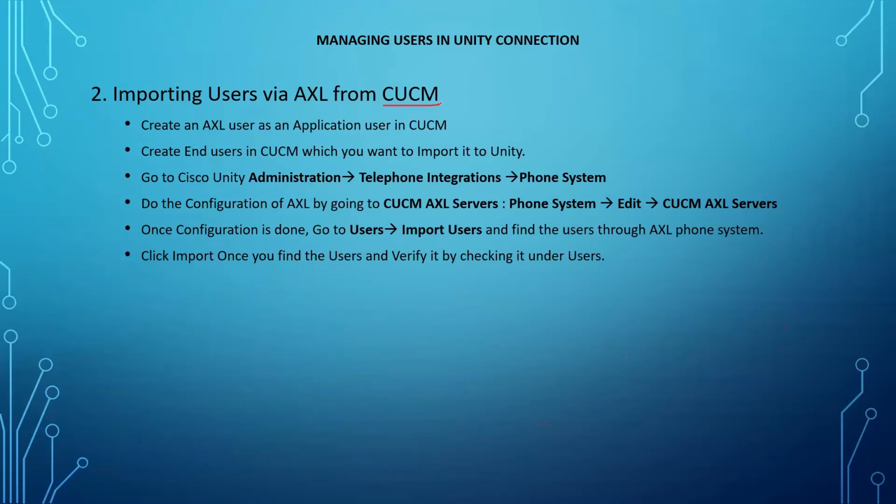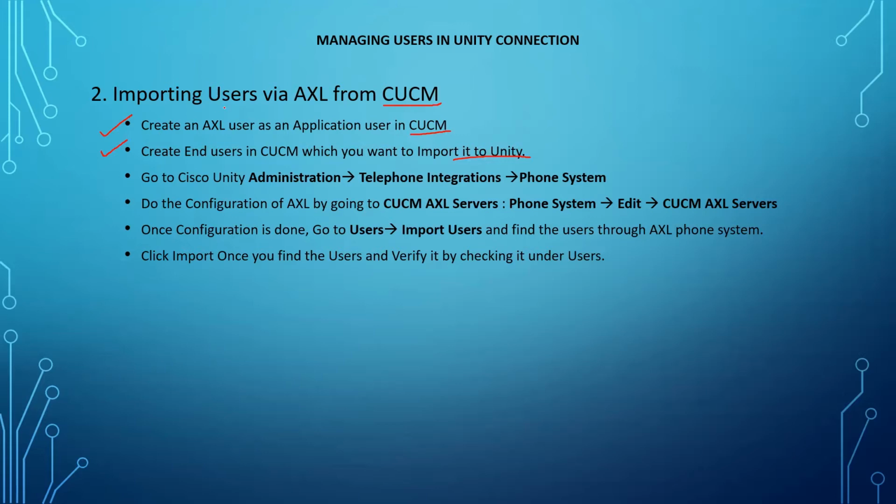So what are the requirements? What are the things you need to import the users via AXL from CUCM? Now, what you need to do is create an AXL user as an application user in CUCM. So first, you need to create the AXL user, and then the next thing would be you need to create end users in CUCM which you want to import to Unity, right? If your organization is not enabled with LDAP, you need to create users manually, right? You need to create users as a local user. I will show you how we can create the end user in the CUCM.